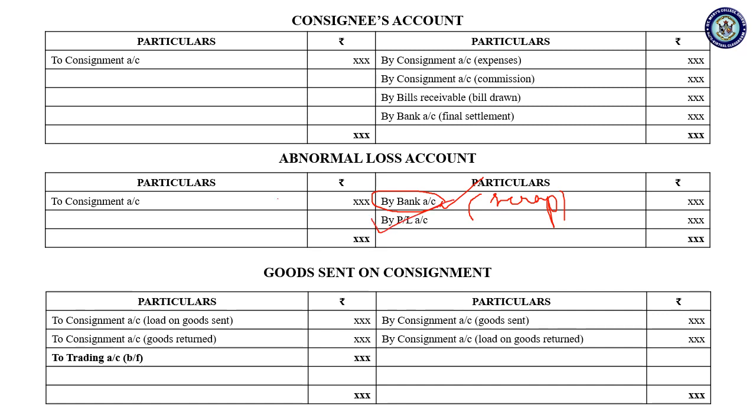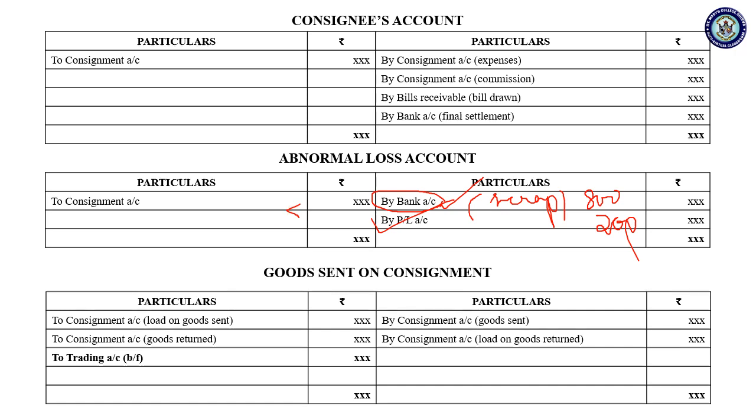For example, you incurred 1000 loss. By selling you received 800. So the remaining will go to the P&L account. Okay, so that is abnormal loss.